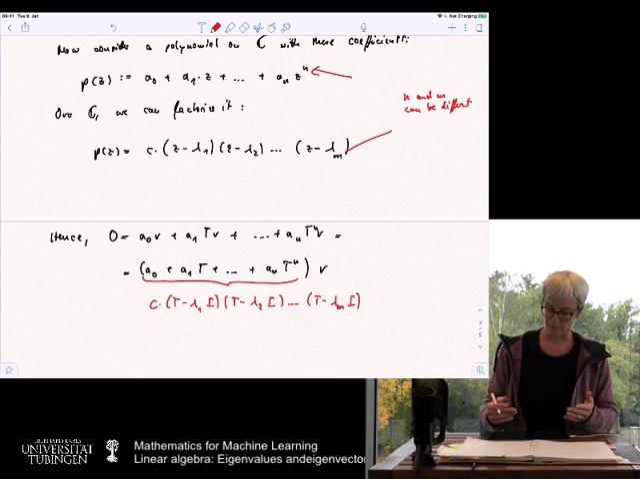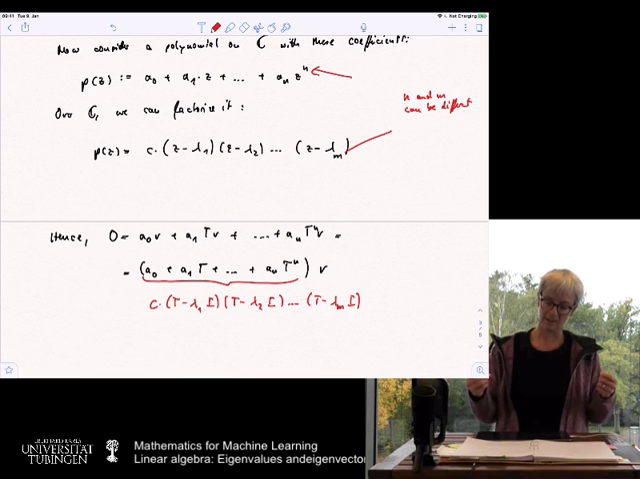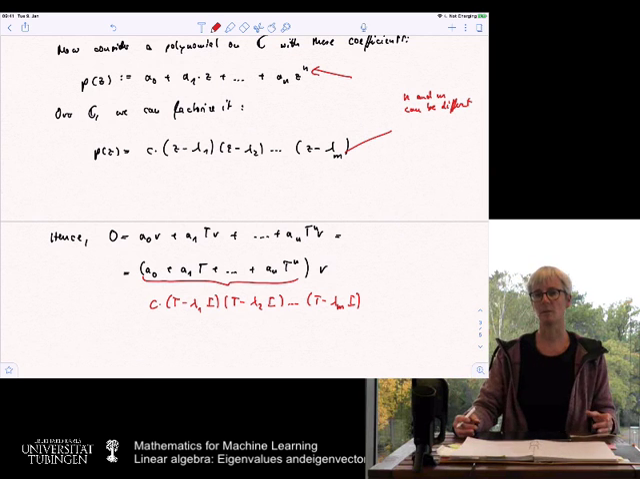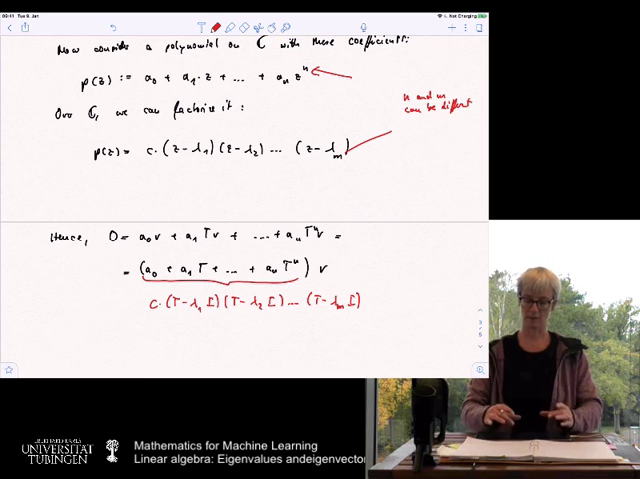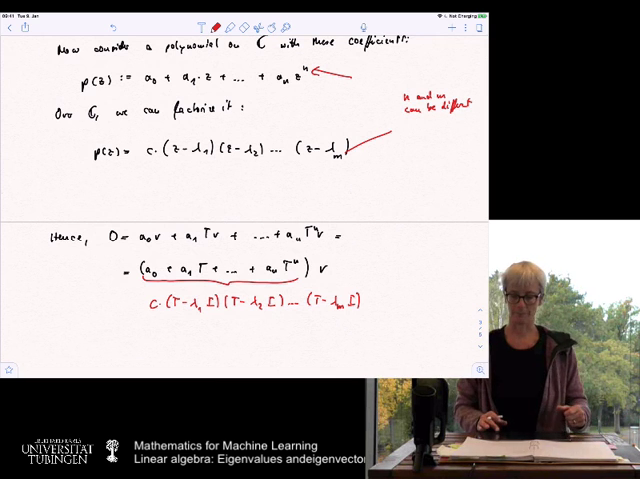Formally, maybe one needs to think for five minutes about why you can actually do this operation. If you have the factorization of the polynomial, why do you also get a factorization of these linear operators? But it is true.